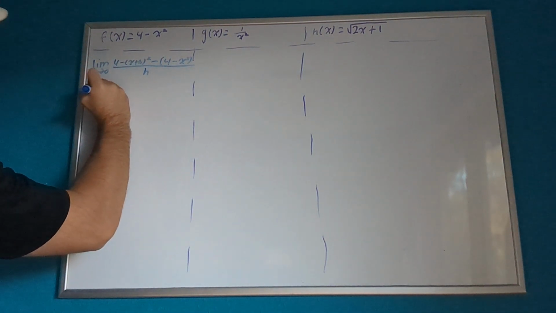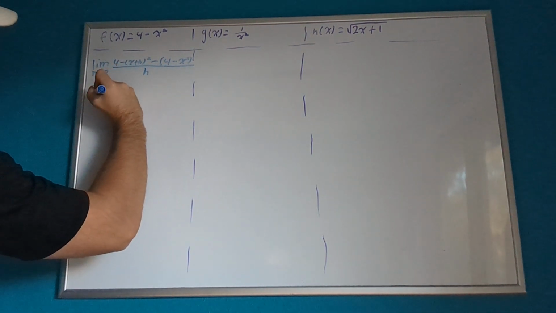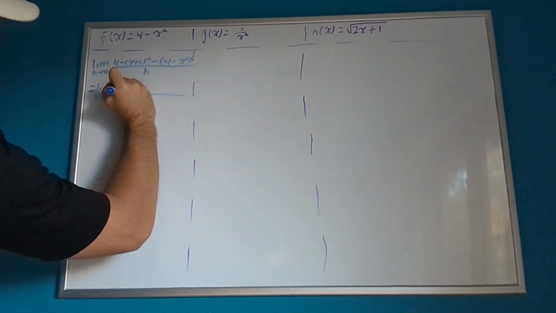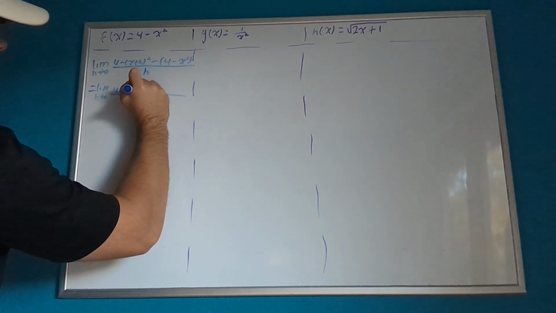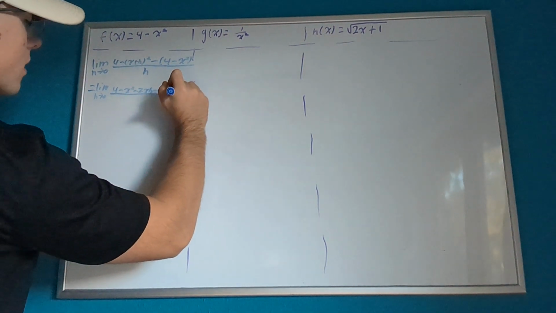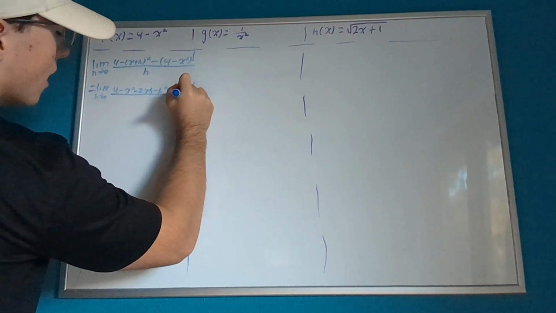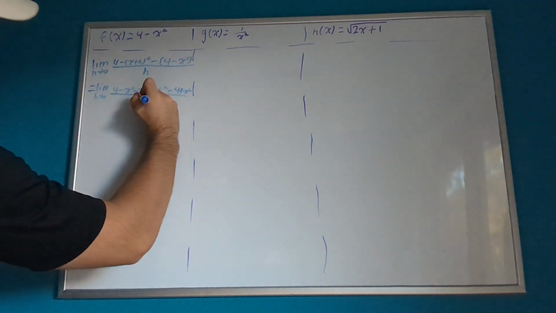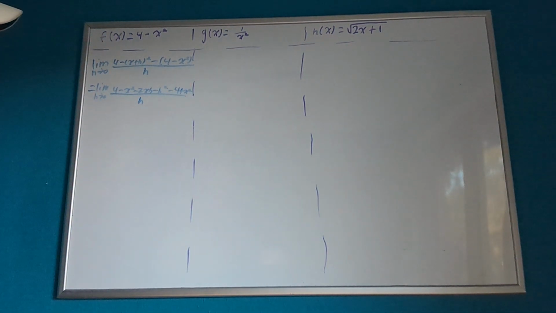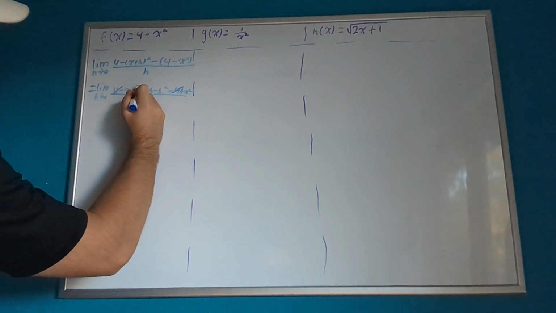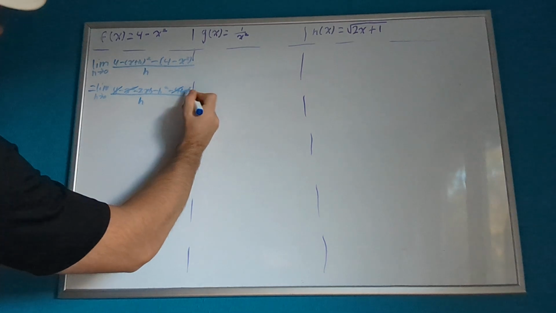So then we can say this equals the limit as h approaches 0 of, and we're going to expand this. This will become 4 minus x squared minus 2xh minus h squared minus 4 plus x squared, right? Because this is a double negative, so that'll become a positive, divided by h. Then we can cancel some things out. We have positive 4 and negative 4, so those can go. And here we have minus x squared and plus x squared, so those can go.